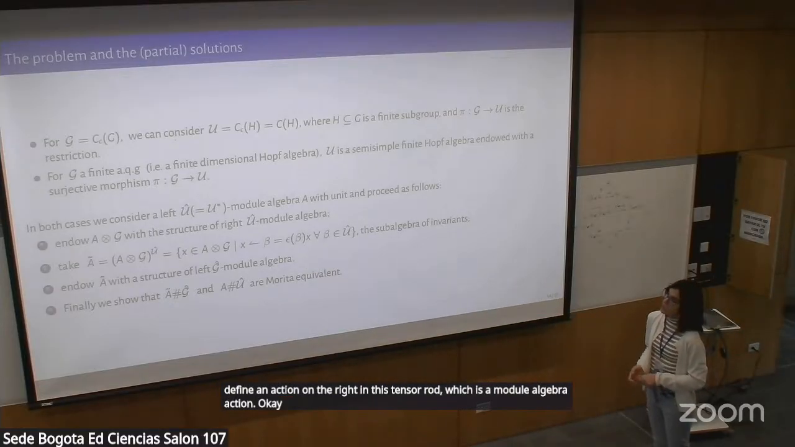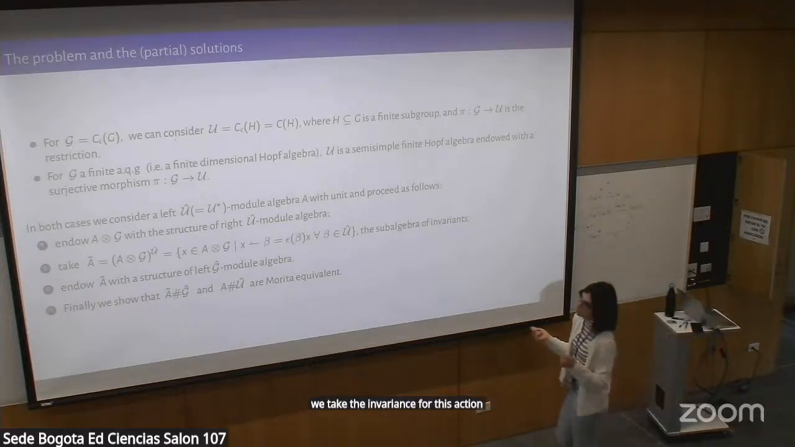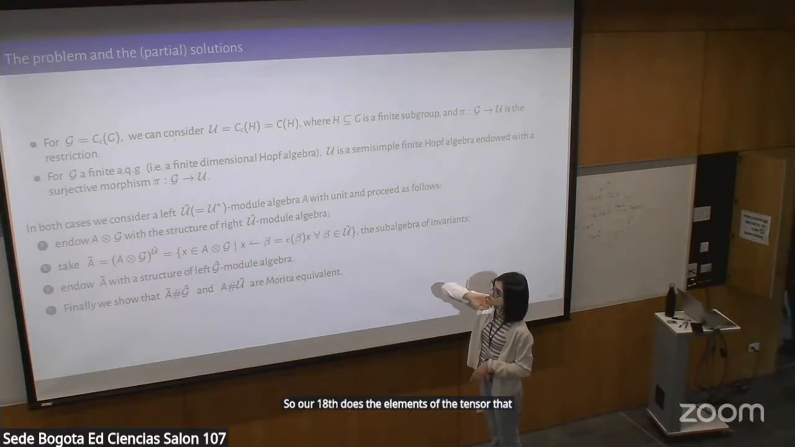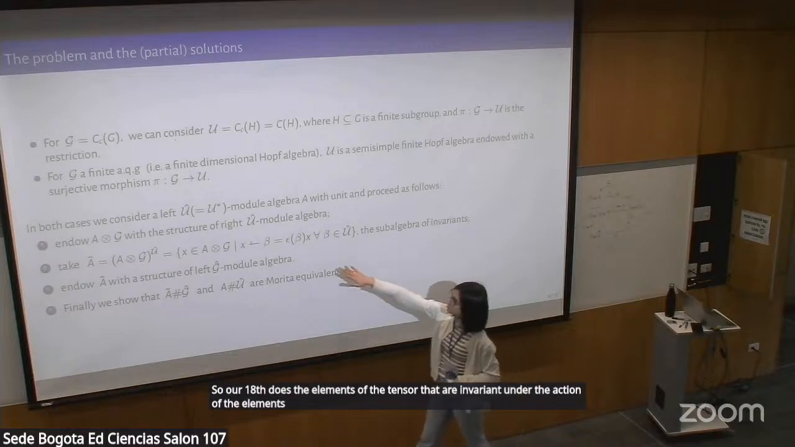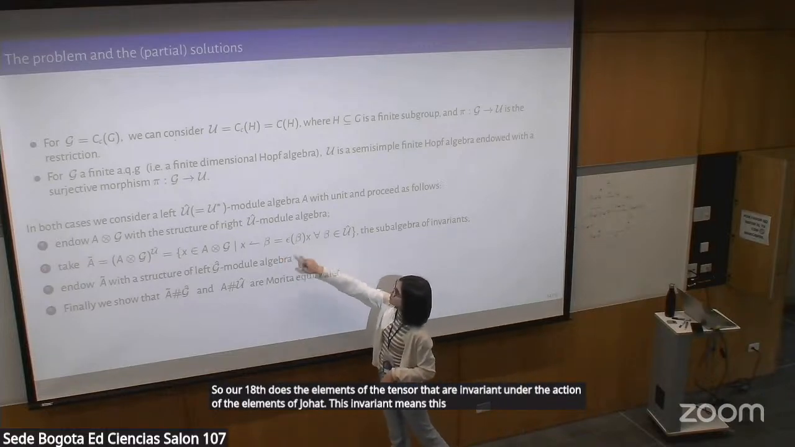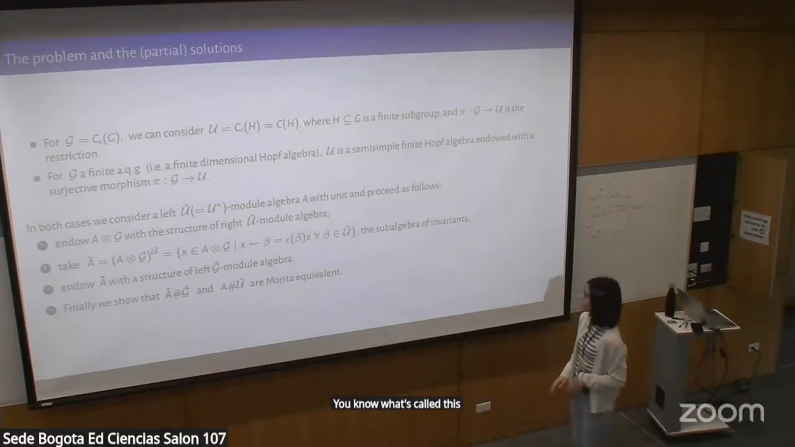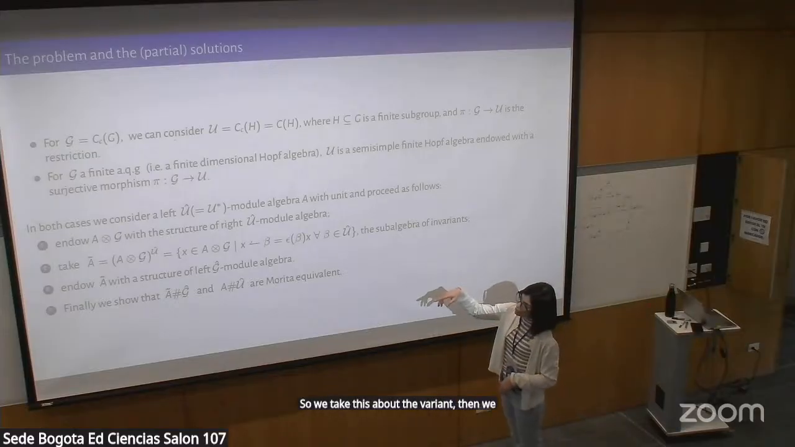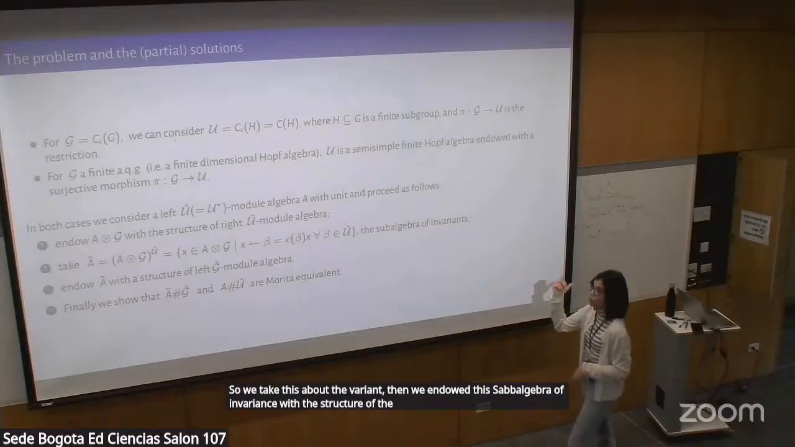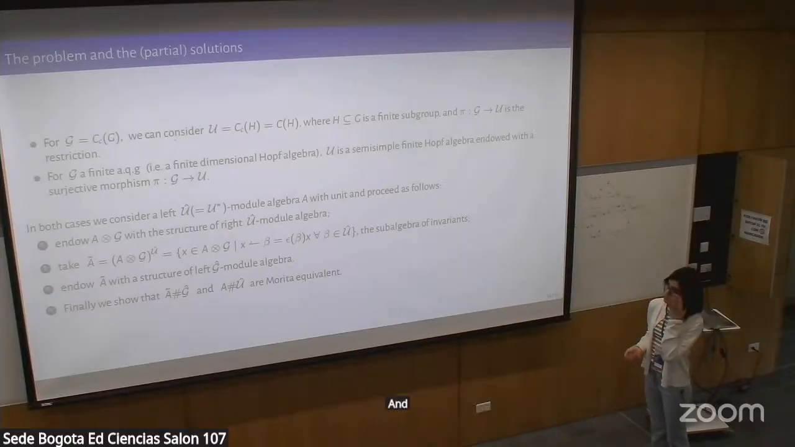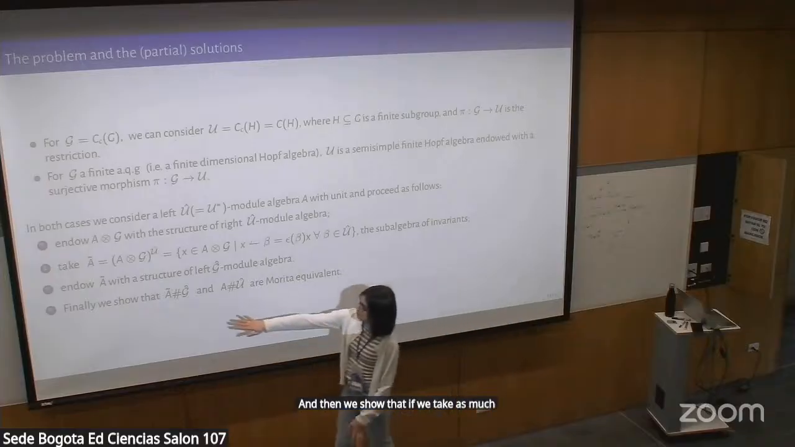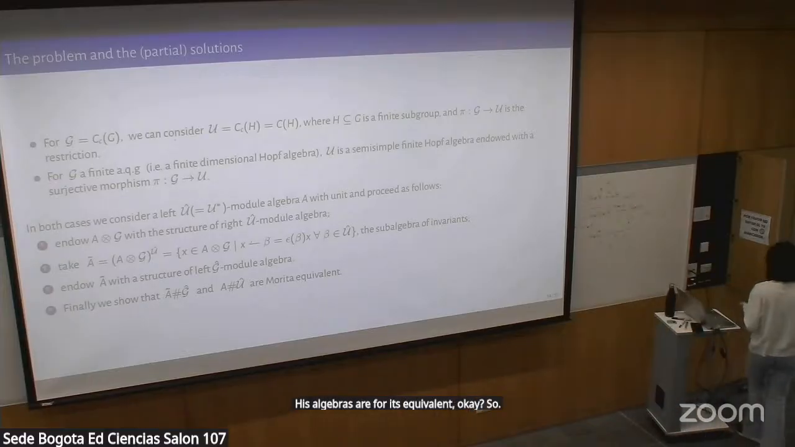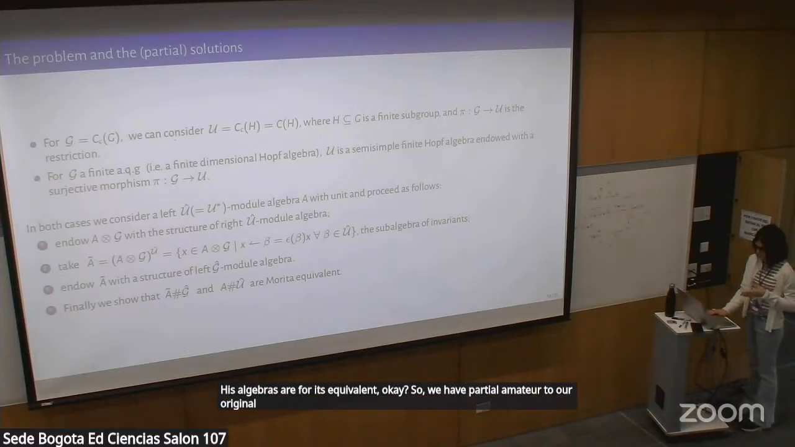Okay, then we take the invariants for this action. So our A tilde is just the elements of the tensor product that are invariant under the action of the elements of U hat. This invariant means this, okay? We always have this counit there. So we take the subalgebra of invariants. Then we endow this subalgebra of invariants with the structure of a left D hat module algebra. And then we show that if we take the smash products, these algebras are Morita equivalent, okay? So we have a partial answer to our original problem for these cases.